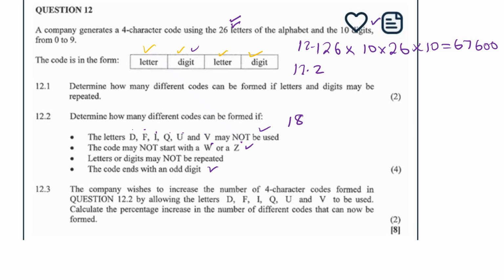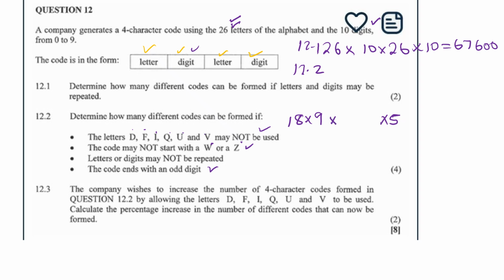Therefore now onto these 10 digits, the odd digits are 1, 3, 5, 7, and 9. So then now we have 5 odd digits. Therefore this will end with 5 odd digits, right? The letters and digits may not be repeated because the last digit is an odd number. Therefore we are left with 9 digits, right? Out of these 10, we are left with 9 digits because the last digit has to be an odd number. Therefore it is 10 minus 1 odd number, which is 9, multiplied by.